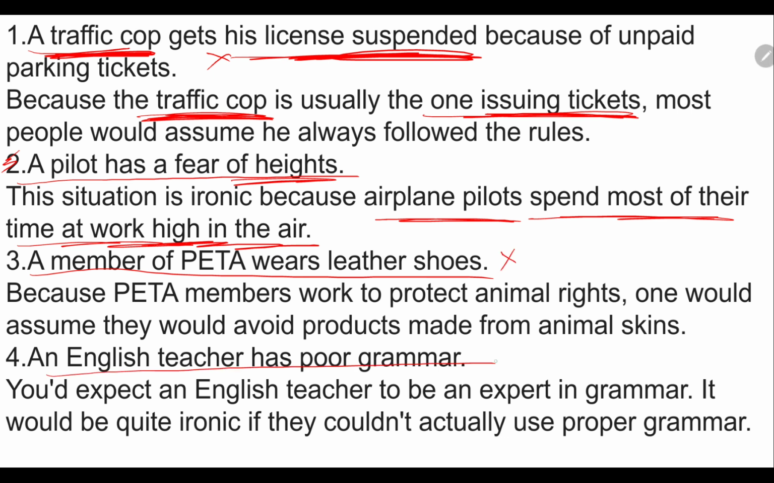Similarly, an English teacher has poor grammar. In this statement, whenever you hear about any English teacher, you expect that their vocabulary, their teaching skills, and at the same time their grammar should be good, right? But an English teacher has poor grammar. It means there is a contradiction in this statement again, because from an English teacher we expect good grammar, but here it says poor grammar. So it is again a contradiction.